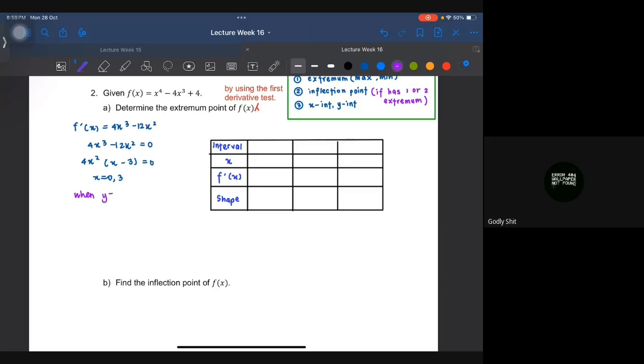Okay, so let's find the value of y. When x is equal to 0, you will get y equal to 4. And then for x equal to 3, we will get y equal to negative 23.